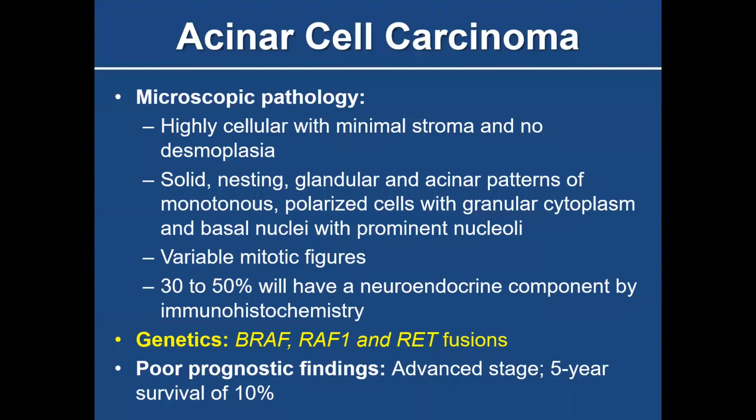The 5-year survival of patients with an acinar cell carcinoma is poor and sadly rivals pancreatic ductal adenocarcinoma. Most acinar cell carcinomas are identified in advanced stage, but a silver lining in these neoplasms is that they harbor frequent fusion genes such as those in BRAF, RAF1, and RET, which are all considered to be targetable from an oncologic perspective.